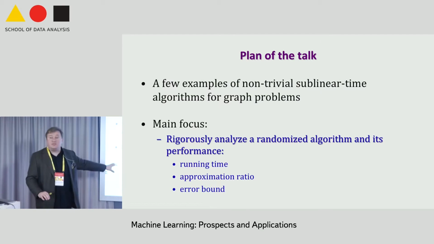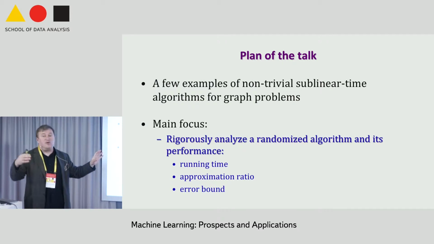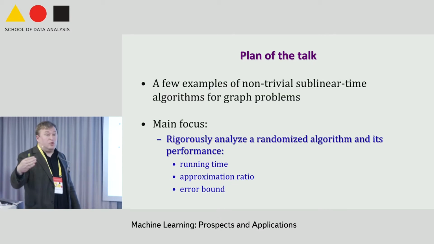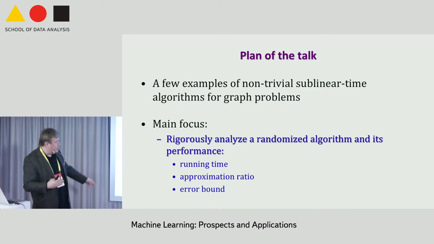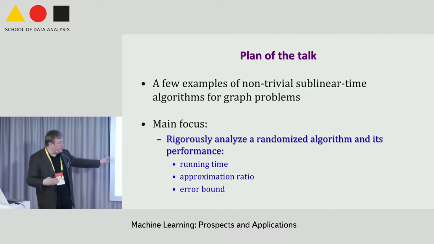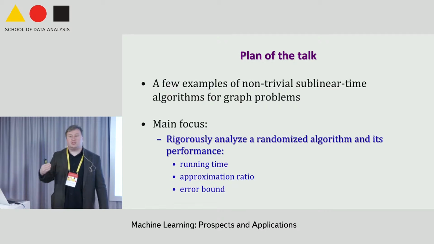Then, what is the approximation ratio? As I said, we'll have approximation algorithms. For example, they will have 1% error. So I want to have a strict bound for error. And the next thing is I also want to make sure that I understand error bounds, though in this talk I will ignore the last issue. But these are three important issues.